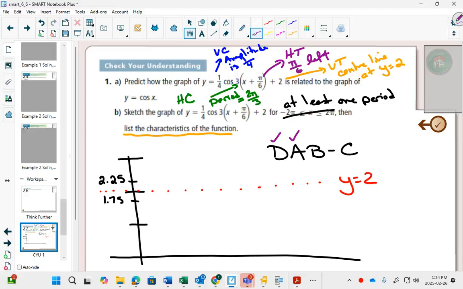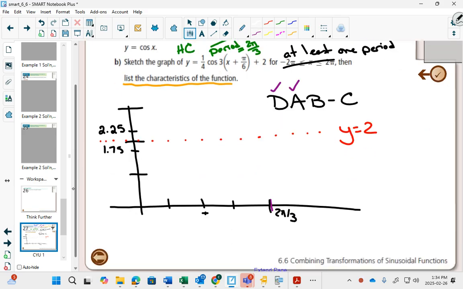We figured out our period was 2 pi over 3, so go on your x-axis, mark 2 pi over 3 somewhere, and divide it into 4 equal sections. Label those sections, so half would be pi over 3, half of that, pi over 6, and then this would be 3 of those, so 3 pi over 6, or pi over 2. B part is done.